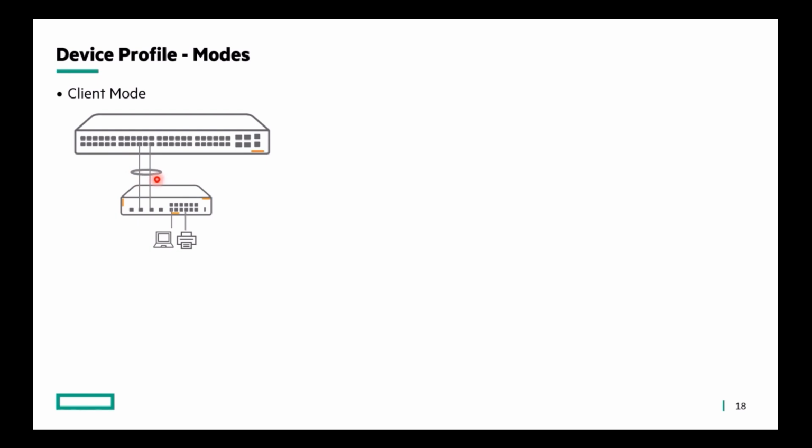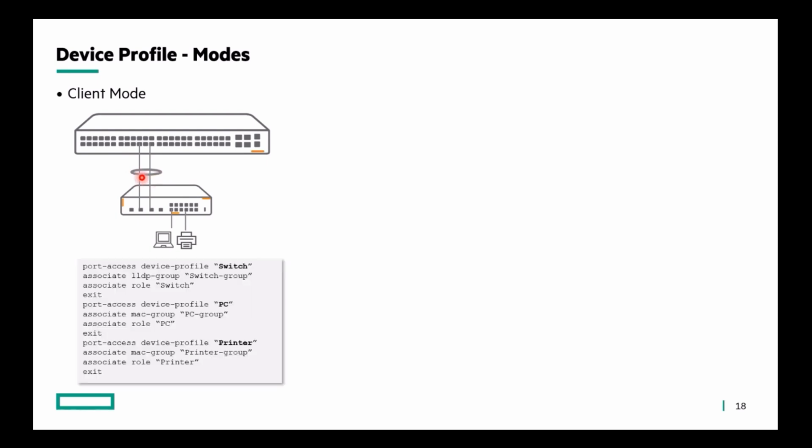So for that purpose, we will configure the device profiles specific to the end clients. First, for this main access switch, there is a mini access switch connected. We will configure the device profile for the mini access switch. Usually for switches, we will go for an LLDP group match, and based on the LLDP group match, associate the role as switch.